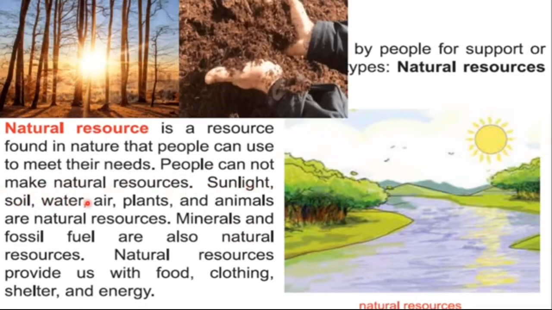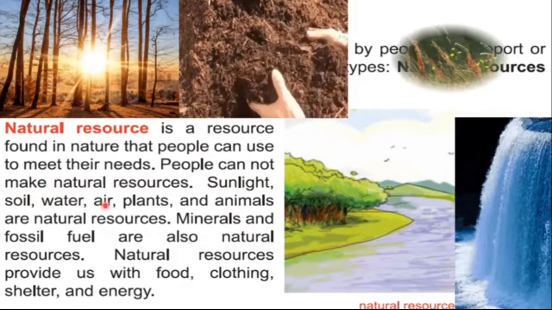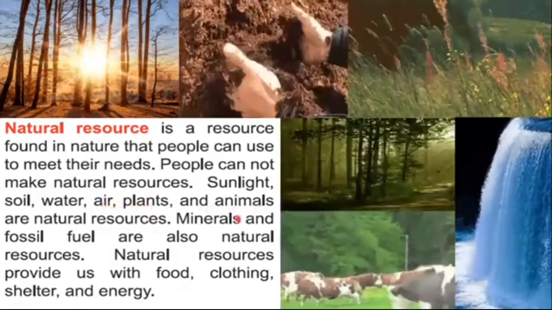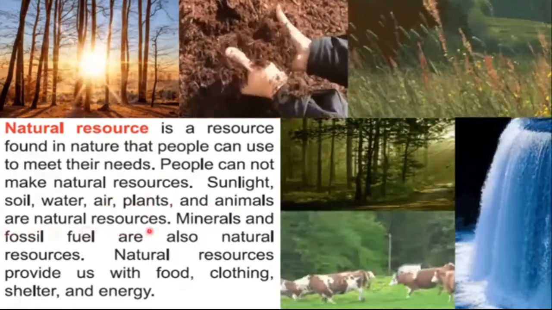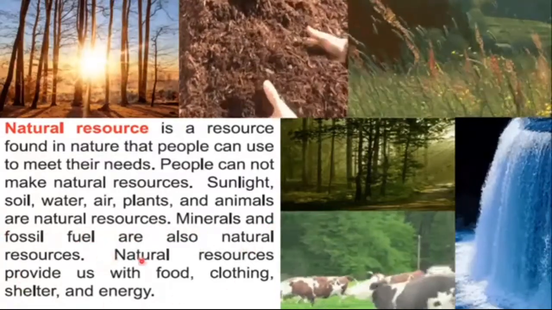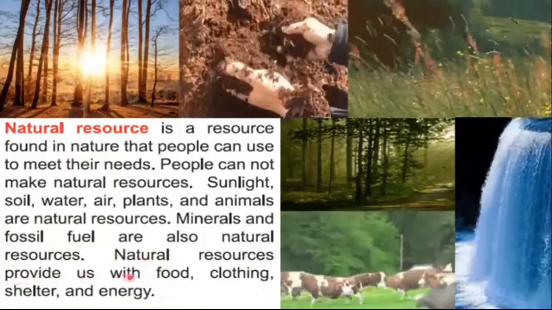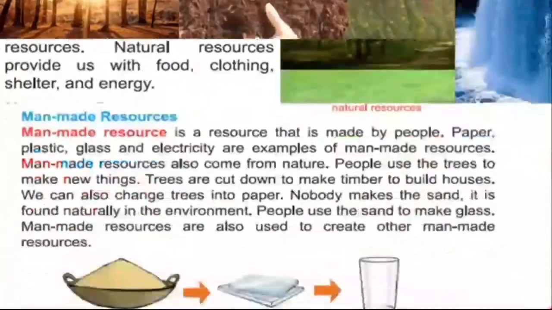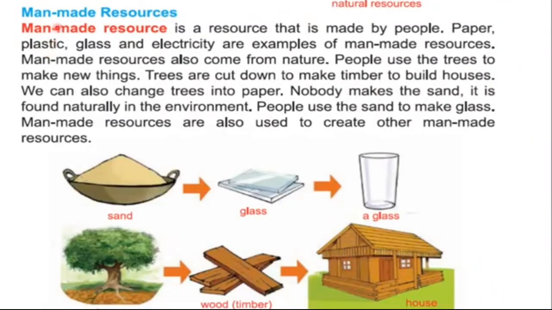Sunlight, soil, water, air, plants, and animals are natural resources. Minerals and fossil fuel are also natural resources. Natural resources provide us with food, clothing, shelter, and energy. Man-made resources. A man-made resource is a resource that is made by people. Paper, plastic, glass, and electricity are examples of man-made resources.